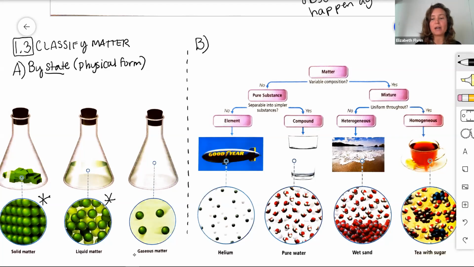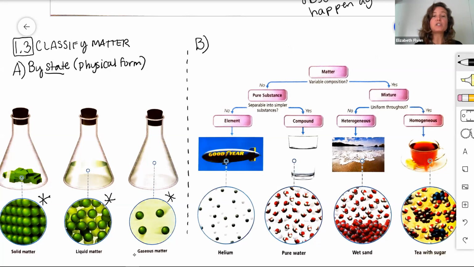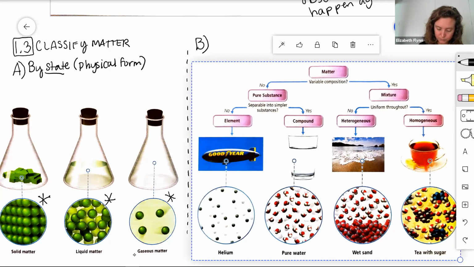Or is the matter in the gas phase? Is it in the gas state? And over here we see the particles in the gas phase, much more spread apart, mostly empty space. That means that gases are therefore compressible, because when you compress them, the empty space decreases and the particles come closer together. So we'll be talking a lot about solids, liquids, and gases in our class this semester. And then there's a different way we can classify matter by composition.